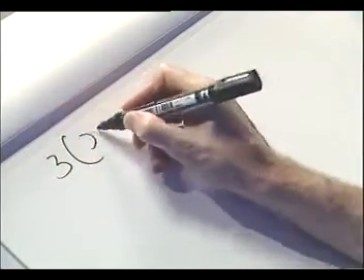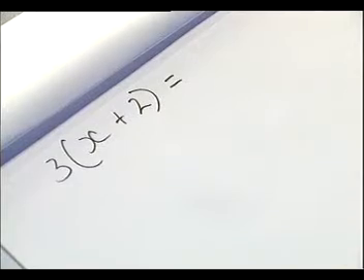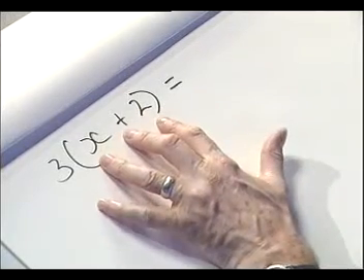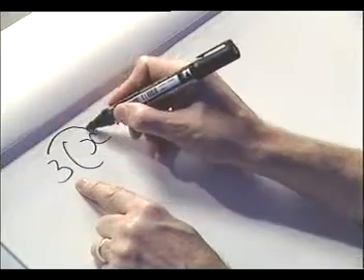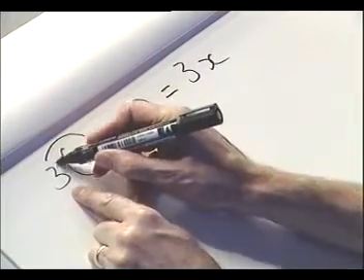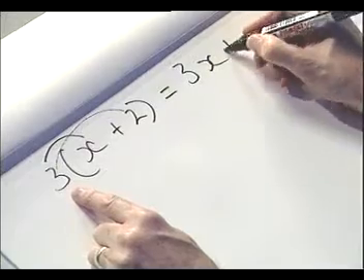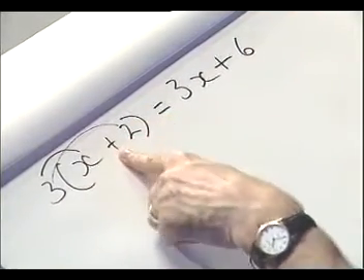3 times by x plus 2. Everything inside has to be multiplied by what is outside. So we need 3 times by x, and we need 3 times by 2, which is 6. And the plus sign, because that's plus there.